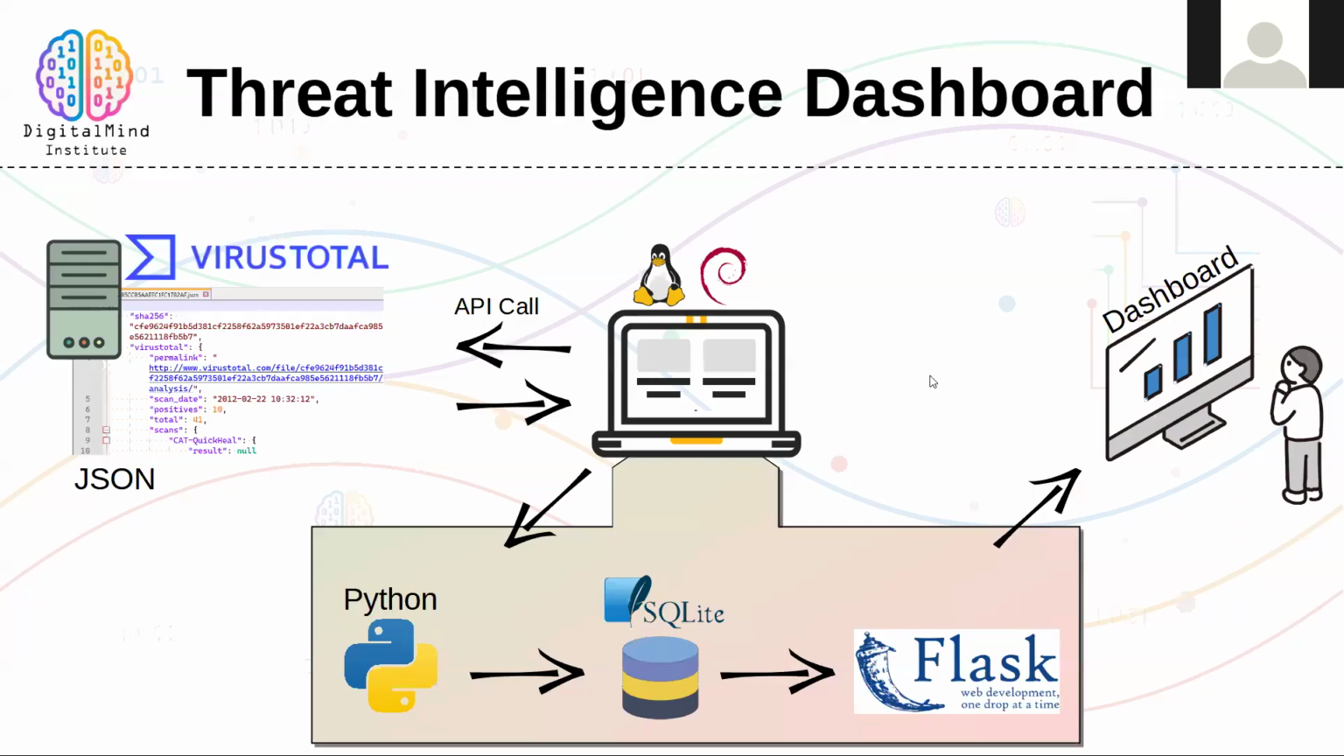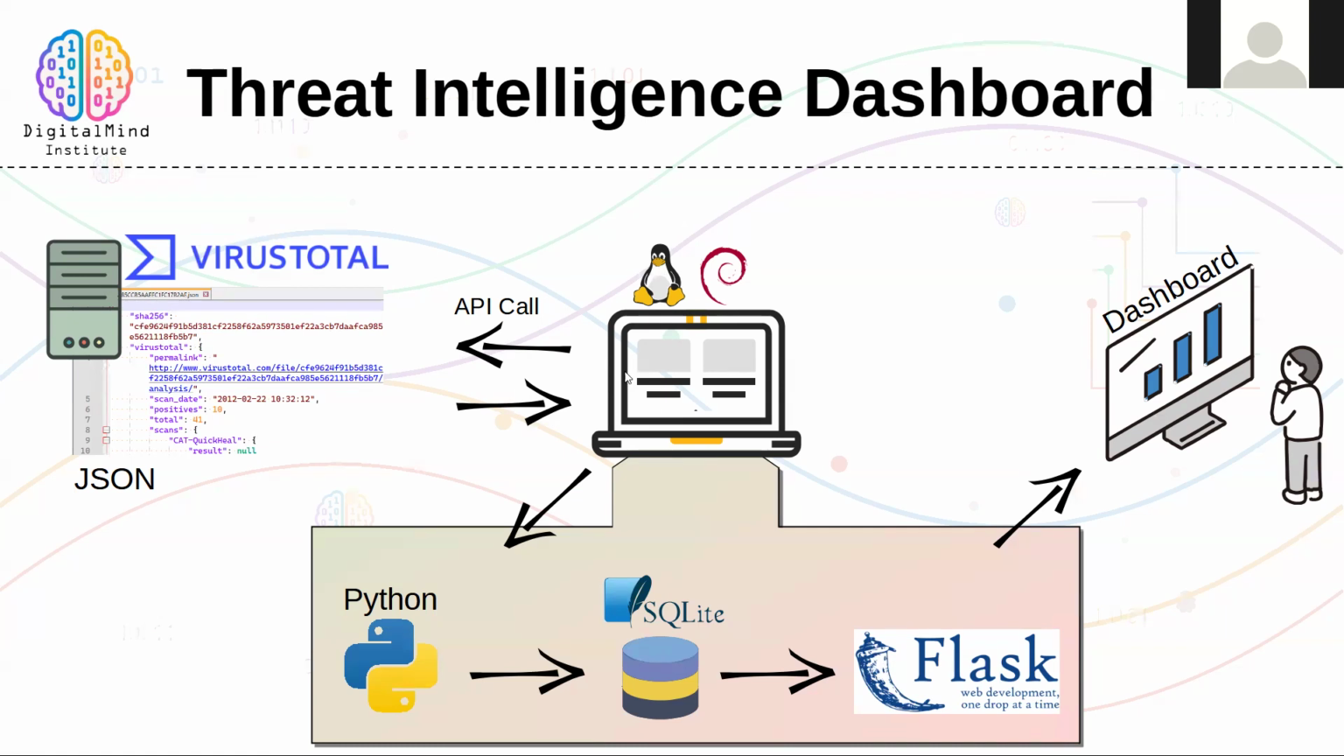So here is an overview of how the project was implemented. Starting with the VirusTotal website, this computer here running Linux is going to consume data from this VirusTotal website through an API call. The return of this call is going to be a JSON object. So this is basically the structure of one simple JSON object.